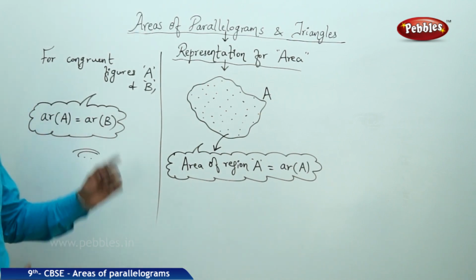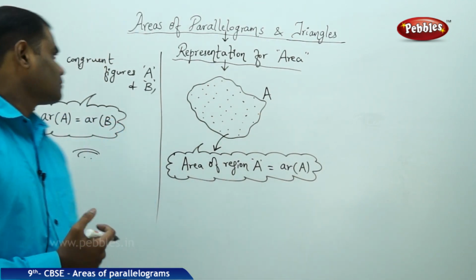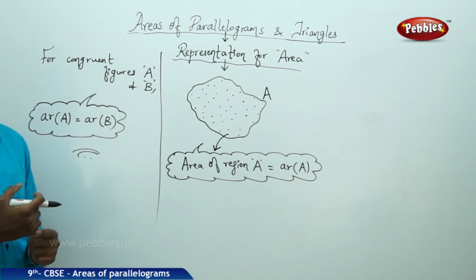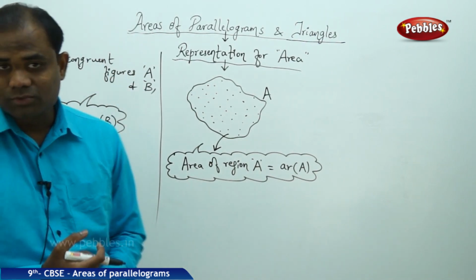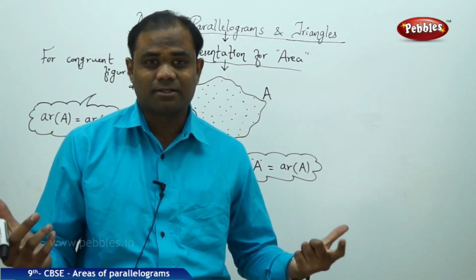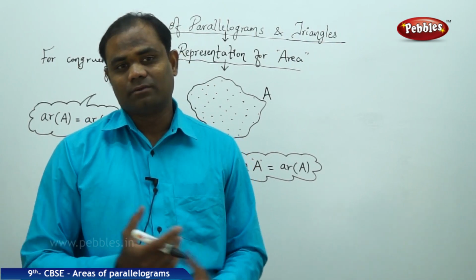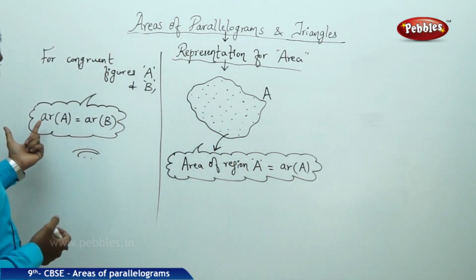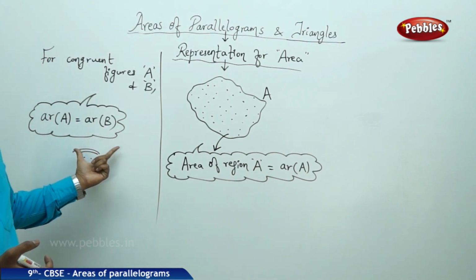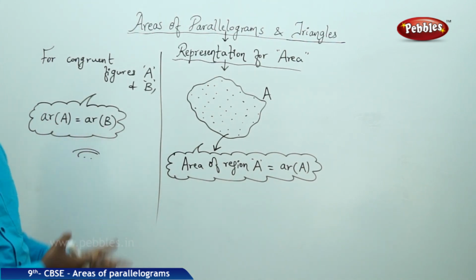Is how I understand the congruency. For congruent figures A and B, AR of A equals AR of B, because when two figures are congruent, their areas are equal, their sizes are equal, their shapes are equal, and hence AR of A equals AR of B, the representation of area for congruent figures.